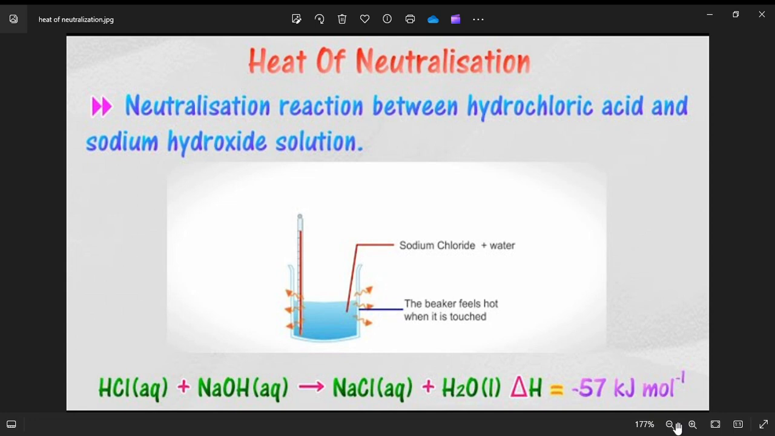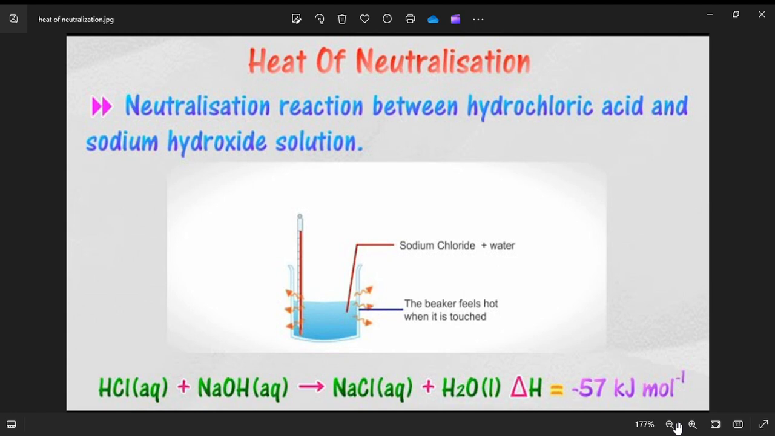Experiment 4. Determination of heat of neutralization. As you can see on the screen, neutralization simply is the reaction that occurs between an acid and a base, giving salt and water only.